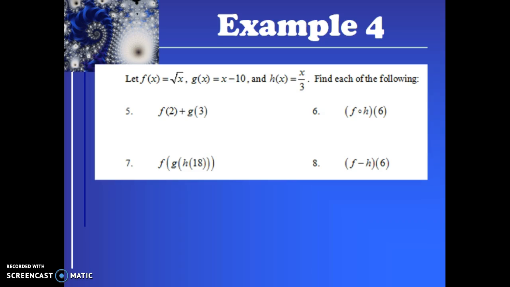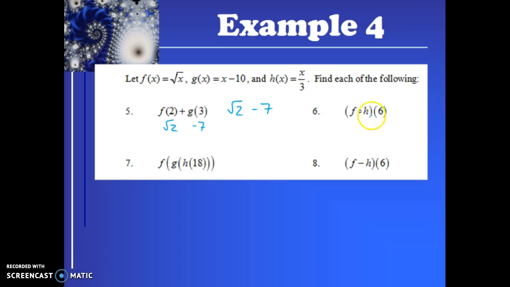F of 2, we just plug 2 into the f equation. G of 3, we plug 3 into the g equation. Those don't really combine to be any prettier, so we can just say square root of 2 minus 7.